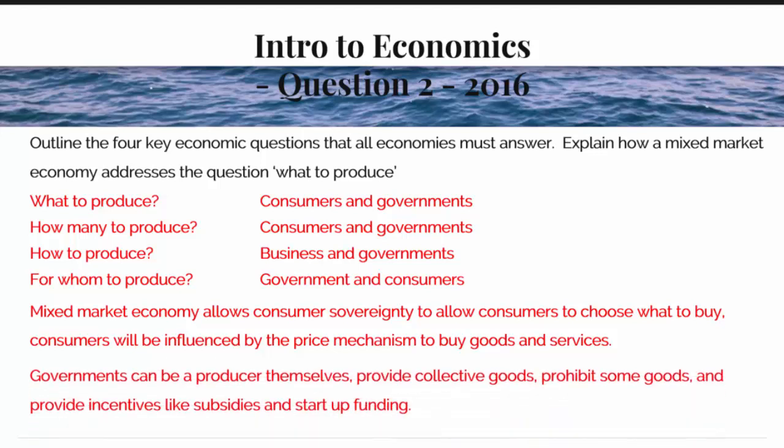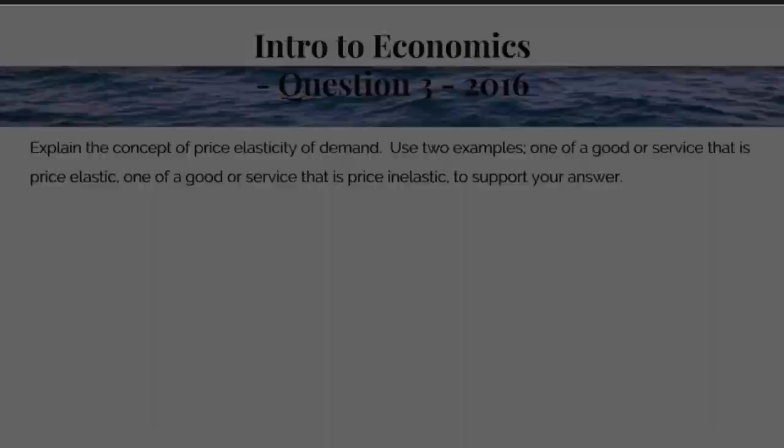The other important thing here to remember is that governments can also be producers themselves by providing collective goods. They can prohibit some goods and provide some incentives like subsidies and startup funding. Right? So this is the second part of the answer, explaining how a mixed market economy addresses what to produce. So the consumers and the governments have influence here.